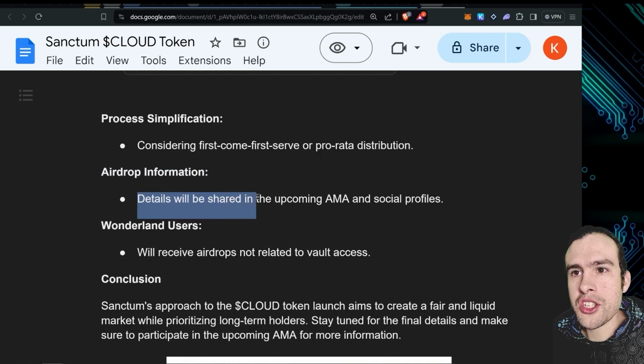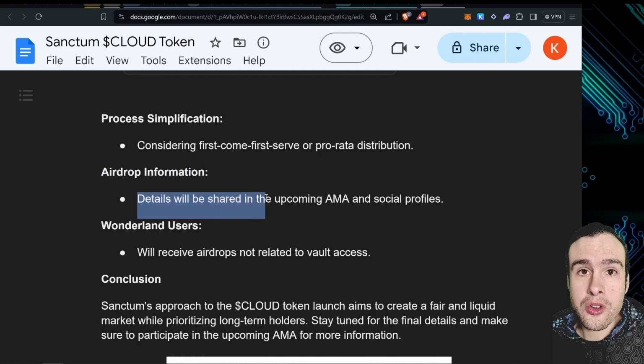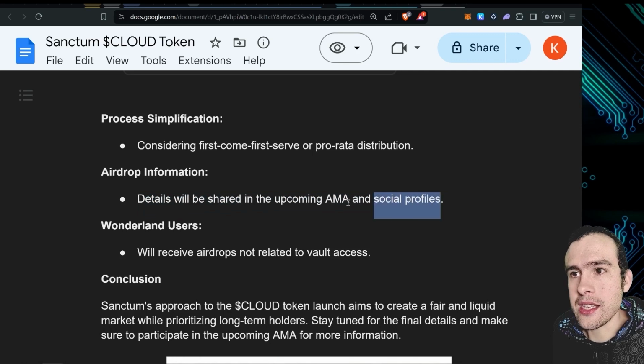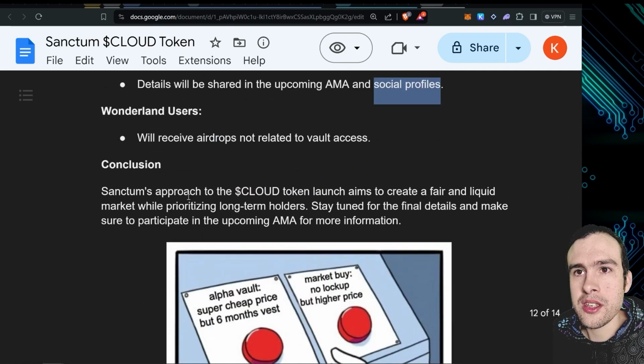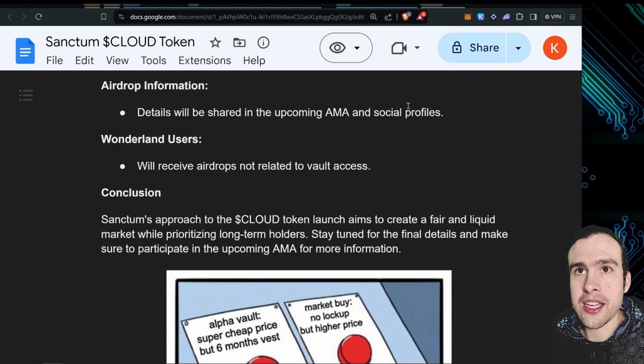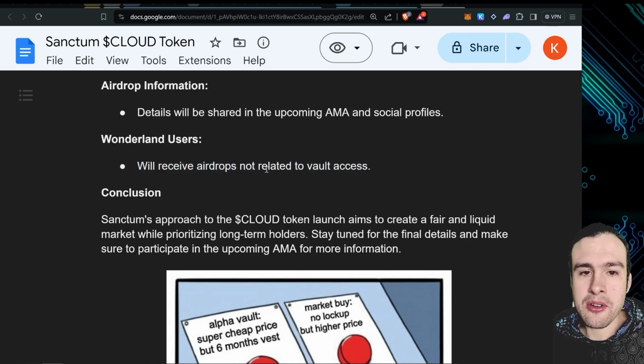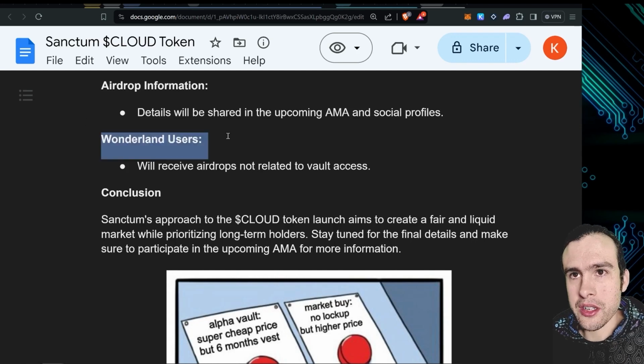So details will be shared in the upcoming AMA for the airdrop and for the social profiles, which I mentioned before in the last video, which is where you can add your multiple wallets, essentially. If you've got multiple wallets like I do, you can add them all together within the same place. Wonderland users will receive airdrops not related to vault access. So again, Wonderland has nothing to do with the vault, so you won't get priority access or anything like that if you're a Wonderland participant. That was a question someone asked in the chat.